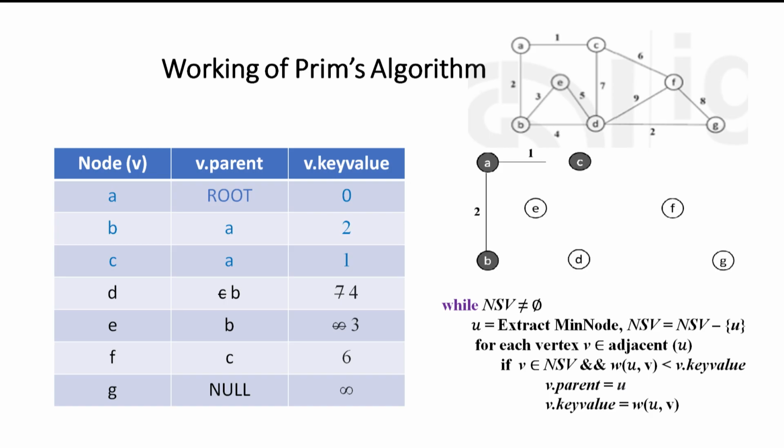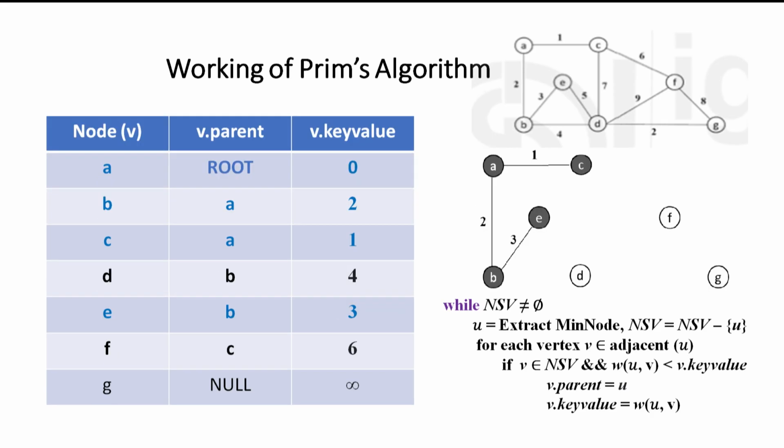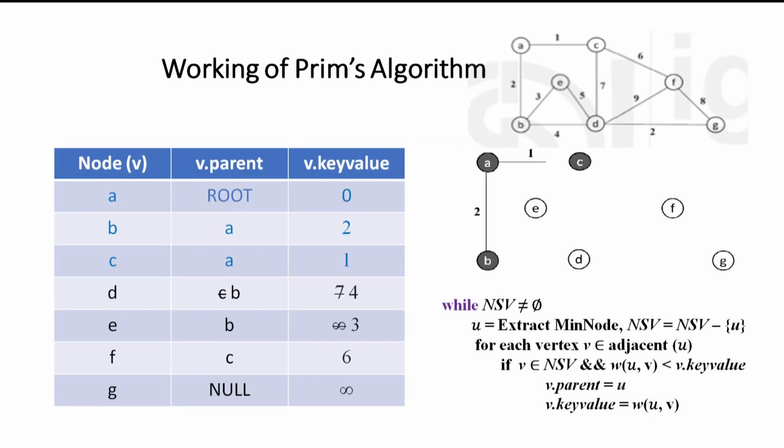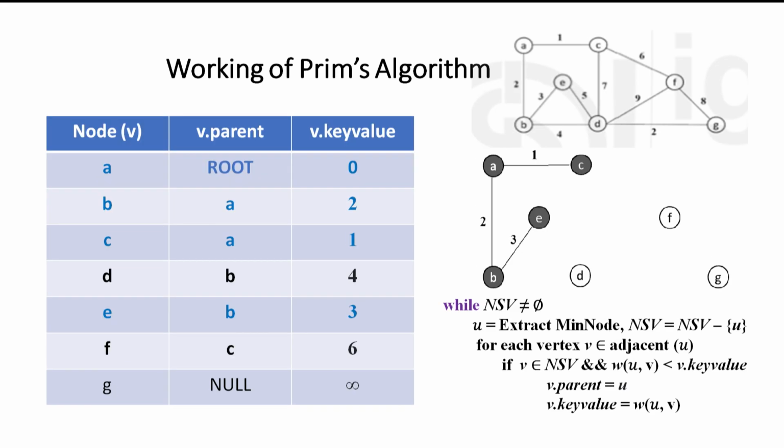Similarly from B to E now we have a path having weight 3. So it is also modified from infinite to 3. So out of these we can see that now the next node to be selected is E because its cost is minimum, that is 3. So E will be selected and that will be included into the minimum spanning tree.